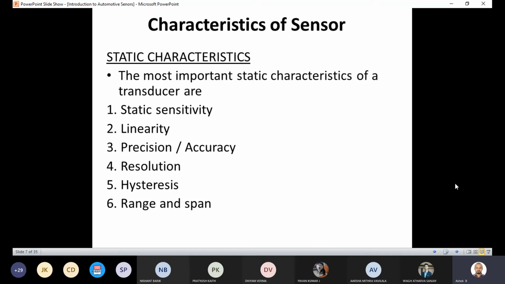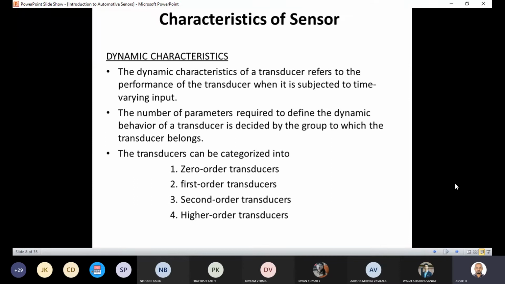Coming to the static characteristics, there are many parameters, like static sensitivity, linearity, precision, accuracy, resolution, hysteresis, range and span. Similarly, there are other parameters. One by one we will see. While selecting a sensor, we must consider all these factors in a very serious way. According to the application, the characteristics of the sensor will vary. For example, if you take the same temperature sensor used in an engine application, the static characteristics will differ.